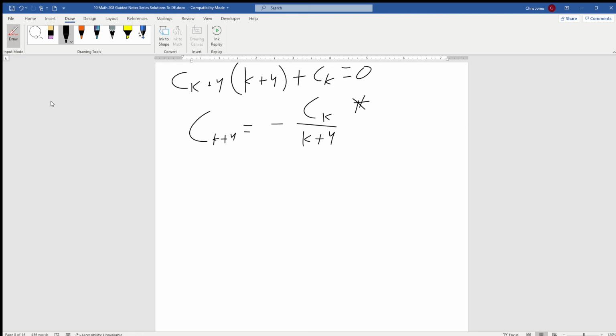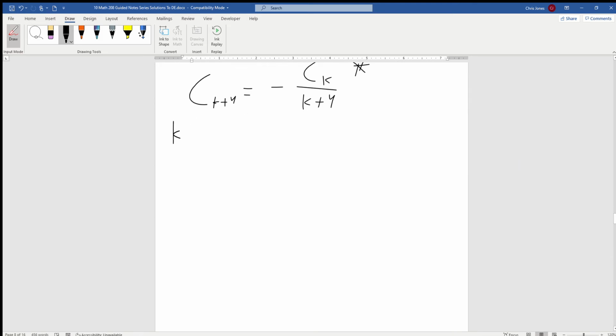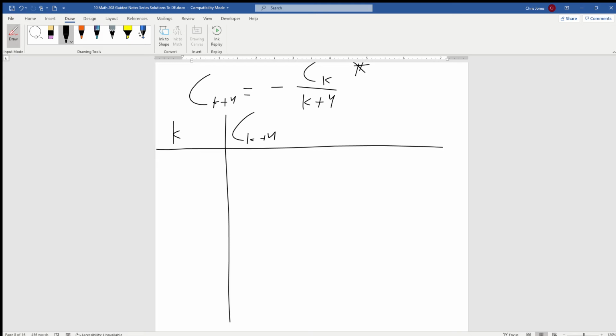So in the previous video, we got up to the point where we were able to solve for the generating function. And now we're going to use the method of iteration to figure out what C sub n really is to plug into our power series. So remember what we did last time was we made a table. This one's going to be a little bit different than the previous. It's going to take a little bit more work. So C sub k plus 4 is equal to the opposite of C sub k over k plus 4.